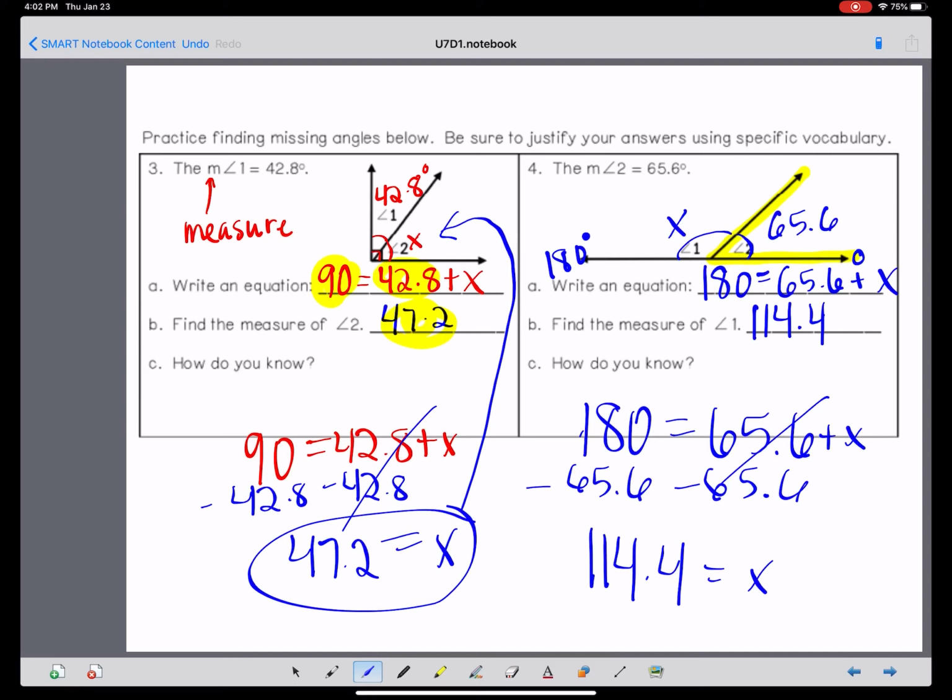And how do I know? Because I can actually take 114.4 and plug it in for my x value up there, right here. And if I do 114.4 plus 65.6, I will get 180.